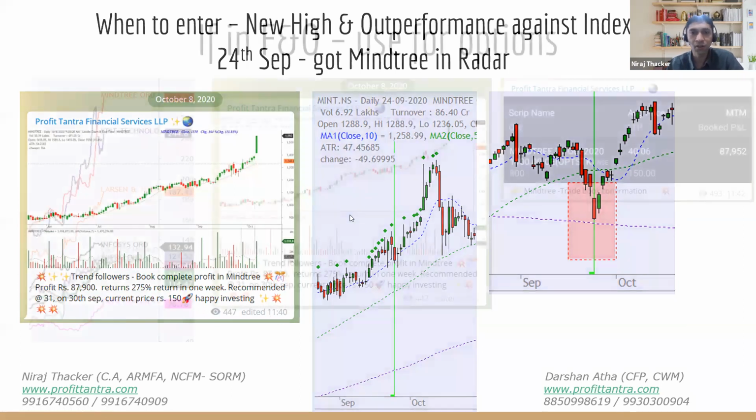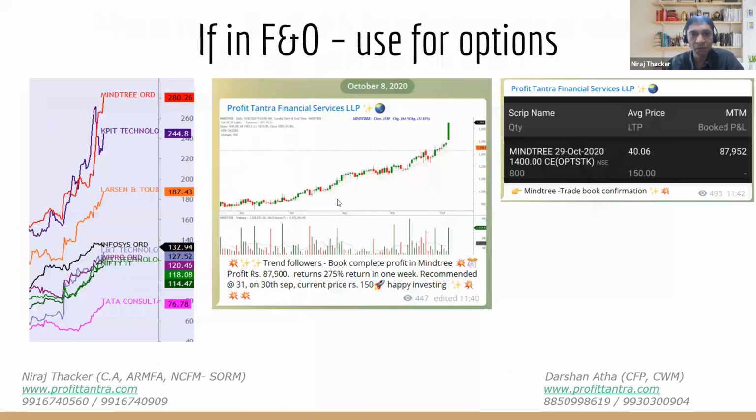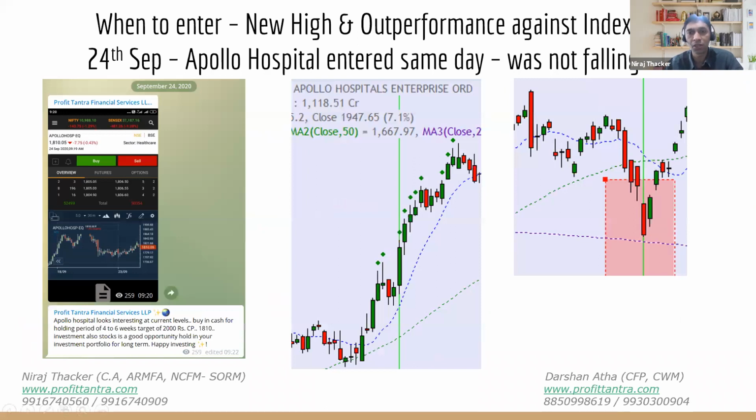And then, very interesting, on that same particular date was Apollo Hospital. This is on the same day, 24th of September, when the market was down 3%. Everywhere there was panic. In the morning we recommended it at 922, because you can already see Apollo Hospital. If you see the chart, it is a very interesting chart.